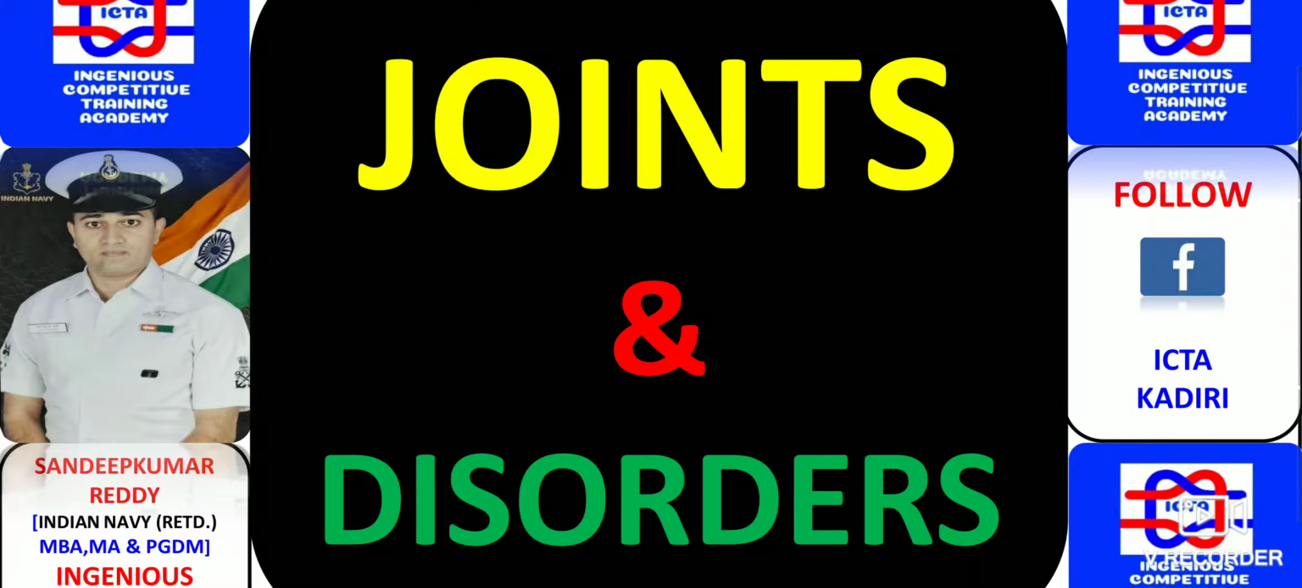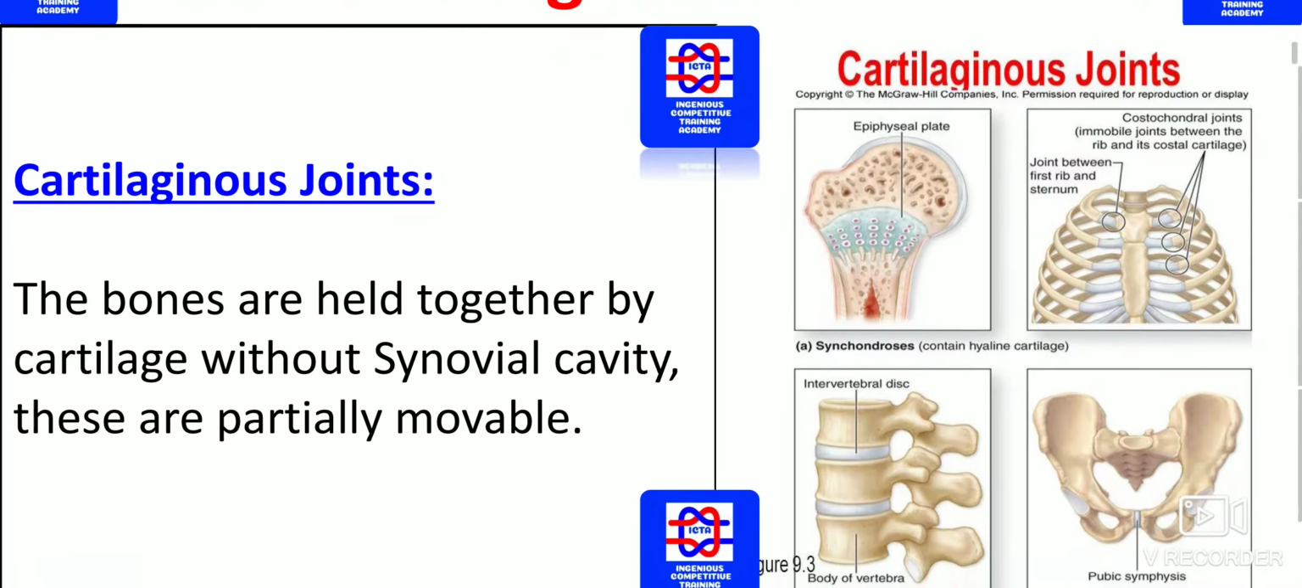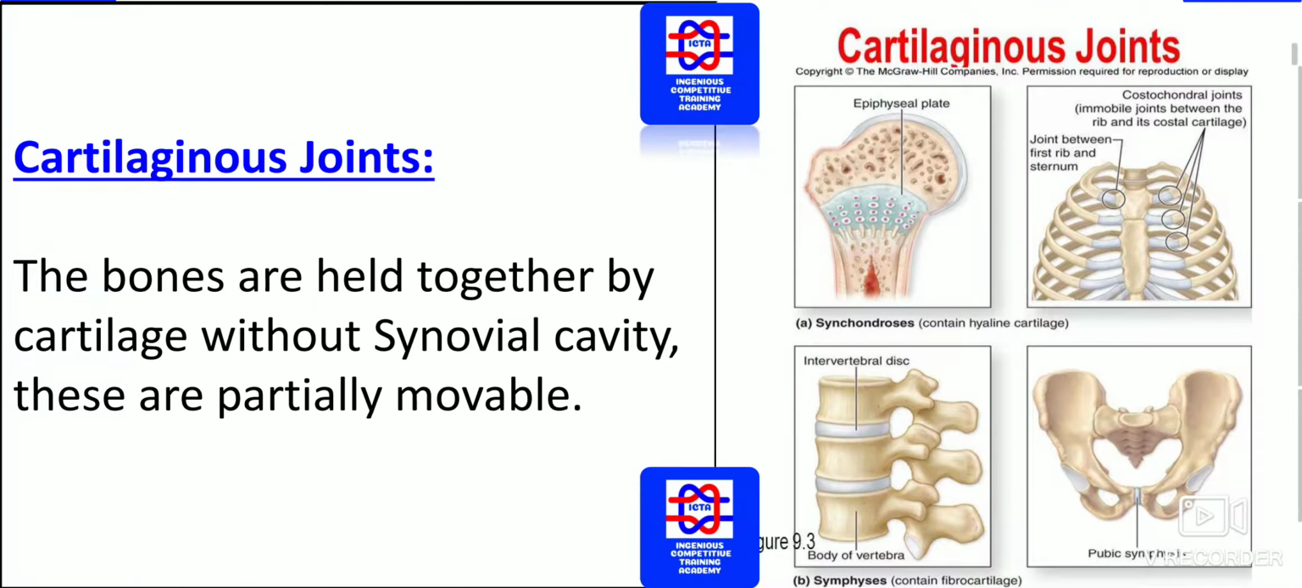So today we have the joints and disorders topic. Let us see what has been given in the questions. As we had seen the cartilaginous joint, there are various types of joints. Please go through step by step. You will be given maximum information regarding this and what exactly the disorders we have.